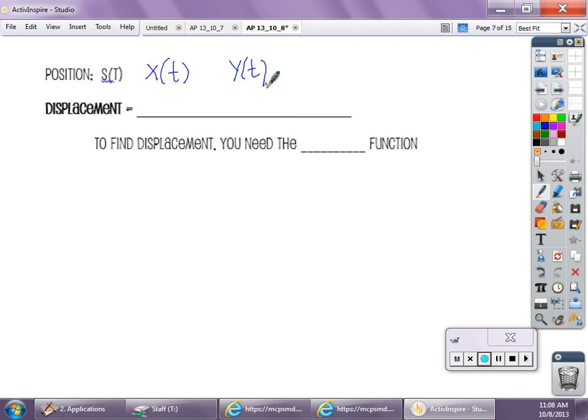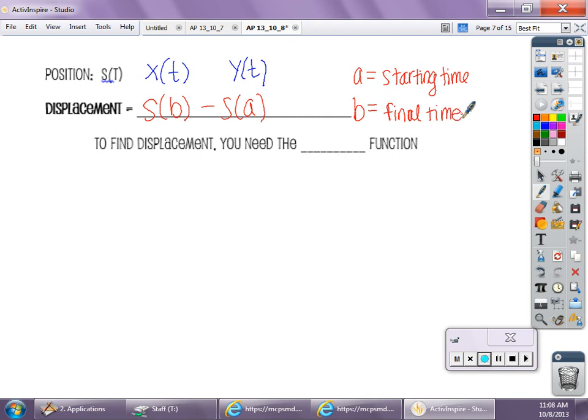So let's see if we can answer that question by a formula. So displacement actually is a formula. It is, and I'll explain the formula, S sub b minus S sub a. So first of all, what are all these crazy letters? S stands for what? Which function? Position. A is a starting time. B is your final time. If I was using physics terms, initial, final. So this says take your final position minus your initial position.